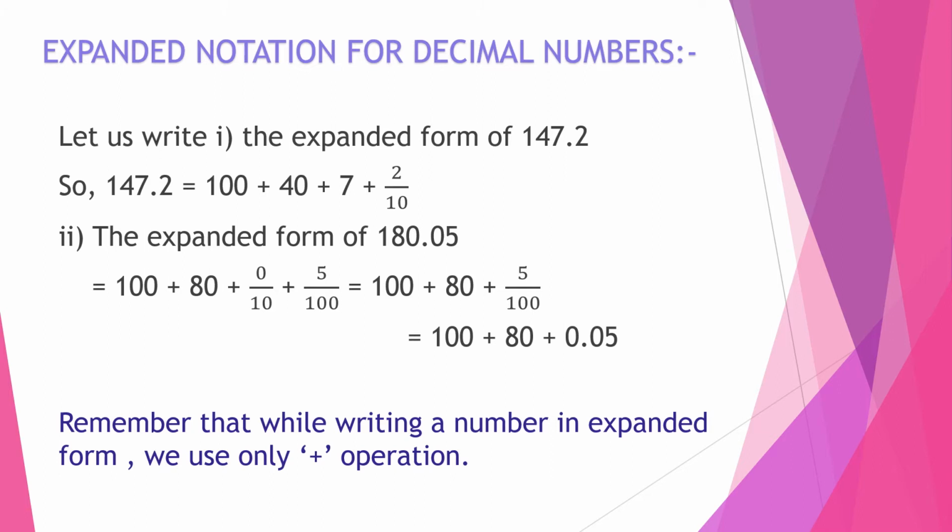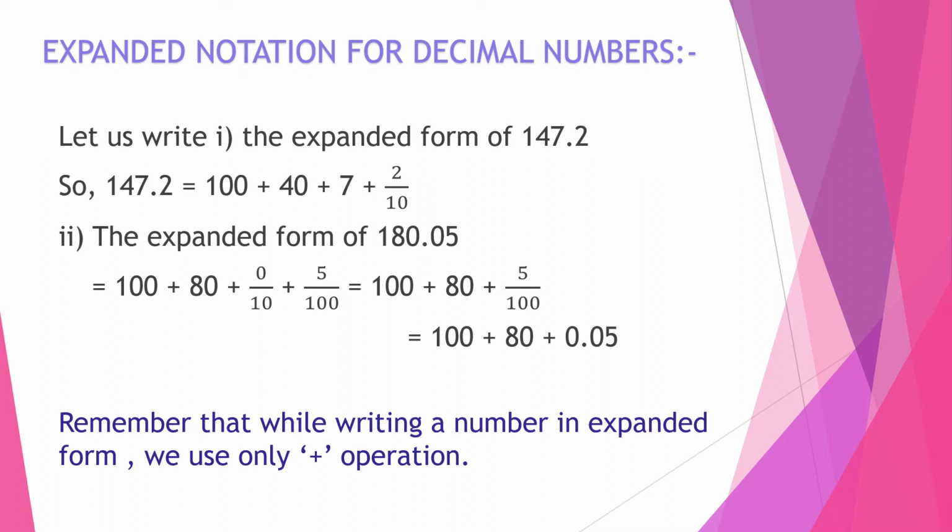Okay students, now we'll see expanded notation for decimal numbers. As you know how to expand whole numbers, like that only we'll see how to expand decimal numbers. As we know, in decimals there are two parts, right? Whole number part and decimal part. The whole number part you can expand as you know, right? That means the units place value you are multiplying by 1, then the tens place you are multiplying by 10, the hundreds place you are multiplying by 100.